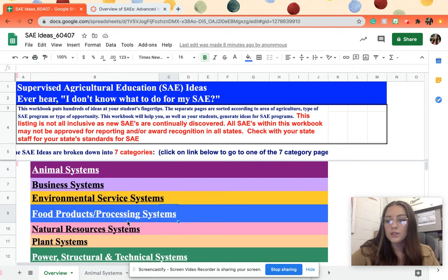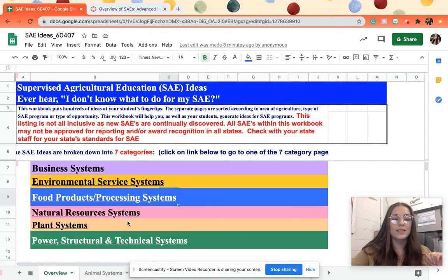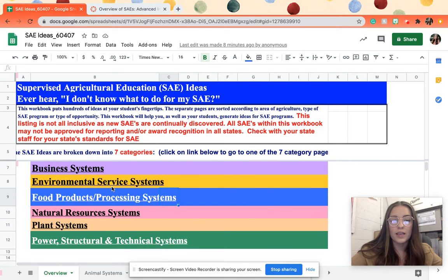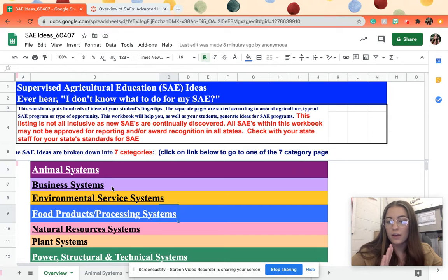So we have animal systems, which focuses obviously on the animal aspect of ag. Business focuses on the business side. Environmental service, food products, natural resource systems, plant systems, and power structural technical systems, which is your welding and structure, all that stuff. So if you know what you're interested in, you could look at one of these and it would tell you the different types of SAE projects there are.